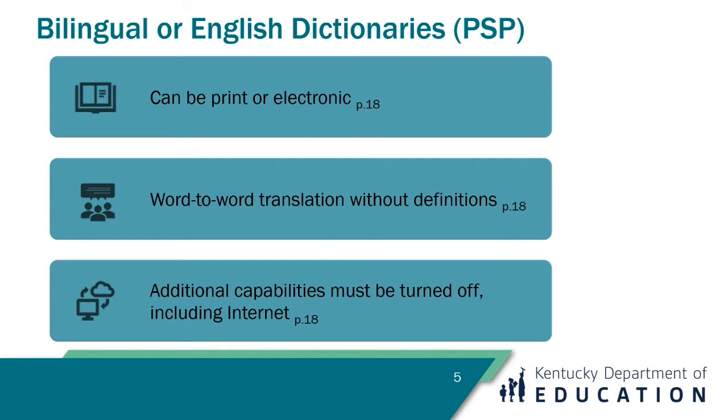It is important to read all the test administration manuals for each test being administered to determine how to handle this accommodation. If allowed on the test you are administering, there are some specific guidelines that must be followed. Bilingual or English dictionary should only provide word-to-word translations without definitions. All additional capabilities must be turned off, including internet, translating whole phrases or sentences, etc.